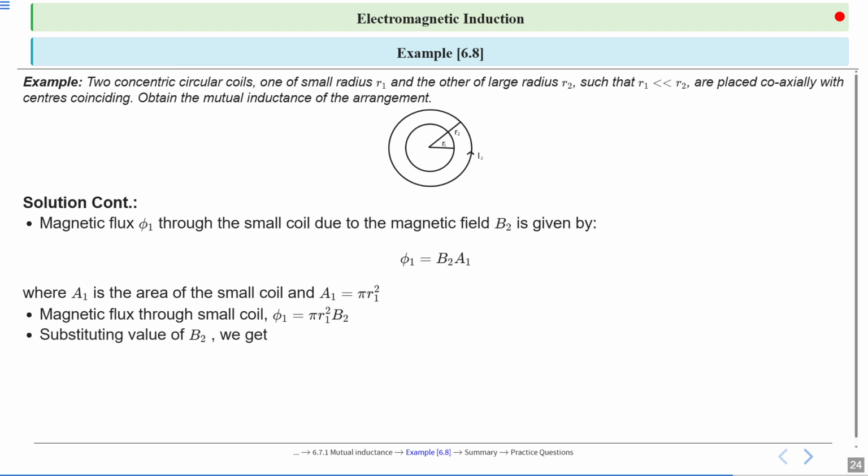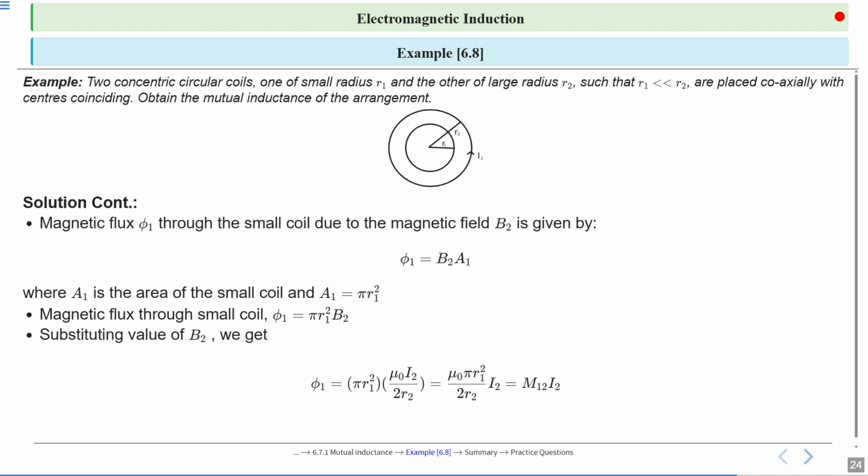So substituting the value of B2, which we have calculated in the previous slide, phi1 equal to pi R1 square, and B2 was mu naught I2 upon 2R2, because current is only flowing through the outer coil, and the magnetic field near the center of the outer coil is given by mu naught I2 upon 2R2. And this R1 coil is very, very small as compared to the outer coil, so its area of cross section is lying near the center. So the magnetic field through this inner coil is nearly uniform. So it will be equal to mu naught pi R1 square upon 2R2 into I2, which is equal to M12 I2.